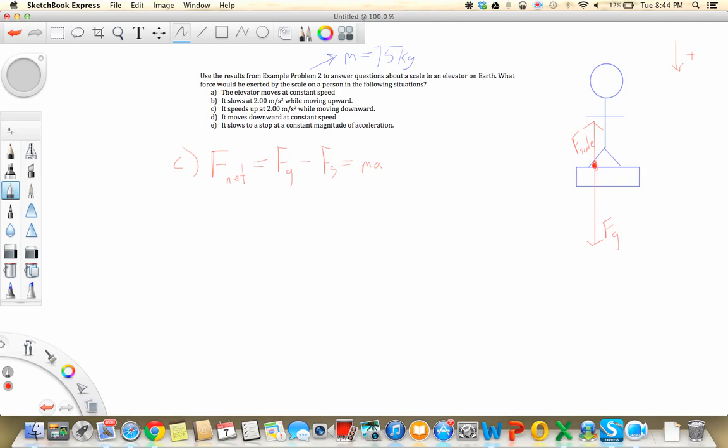So when we solve for our force on the scale, that will equal the force due to gravity minus the mass times acceleration, or mg minus ma. Or mass times g minus a, which of course gives us 75 times 9.8 minus 2.